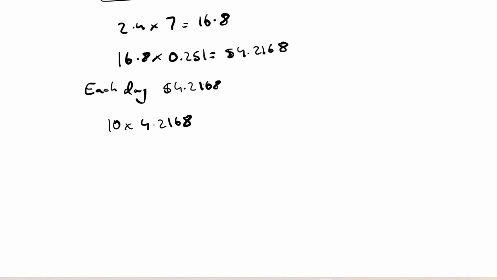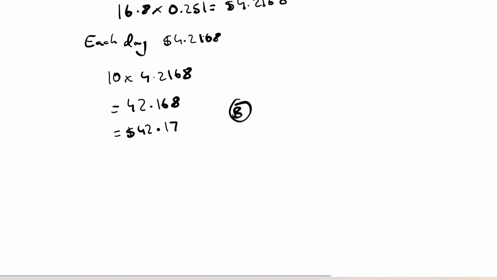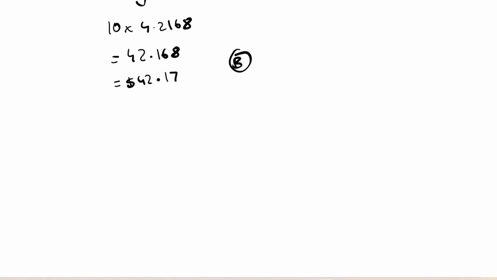So let's do 10 times 4.2168, and that would give us $42.168, and because we're at the end of our question, we round it, and it would be 42.17. So our answer would be B. Alright, let's try the next one.